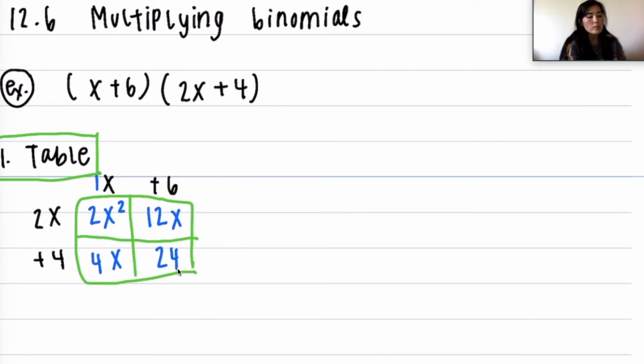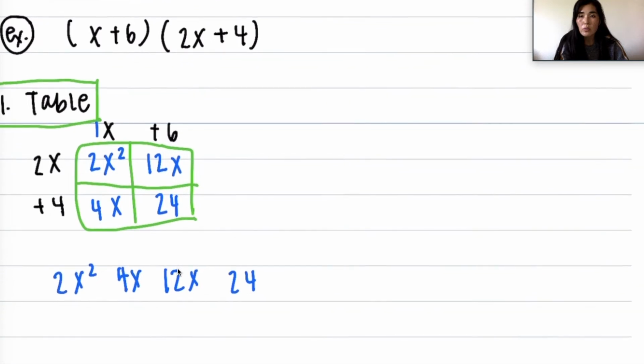And so now what's happening is that we have these terms. We have 2x squared, we have 4x, we have 12x, and we have 24. What I want to remind you is that everything we've been working with has been an expression, meaning that we want to put in those signs. These are all positive values, so we're always going to put in that plus sign.